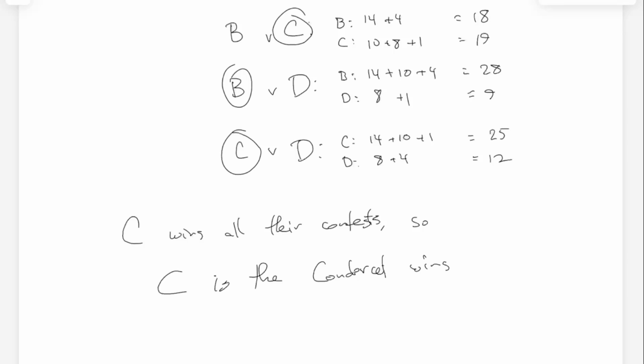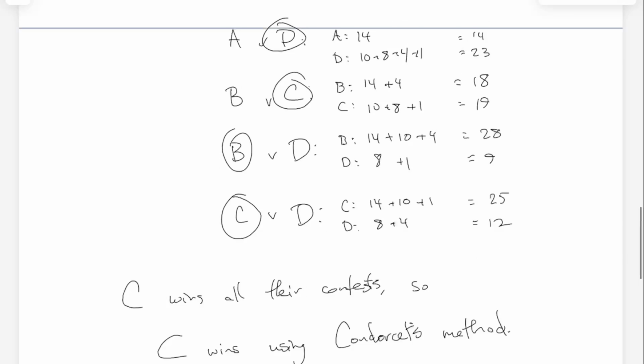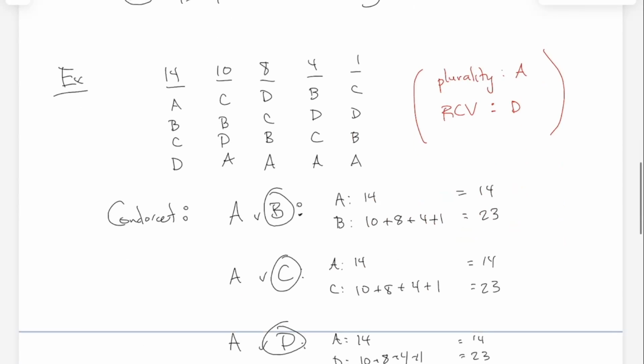C wins if you use, what? Can I say, I meant to say C wins using Condorcet's method. You can say it either way. C wins using the Condorcet method. All right? This is how we do the Condorcet method. So maybe I'll just scroll back up here. I'll just add in here. The Condorcet method, C is the winner.